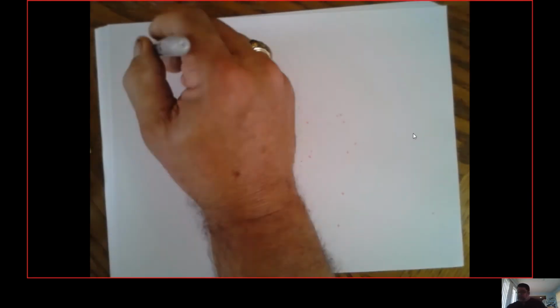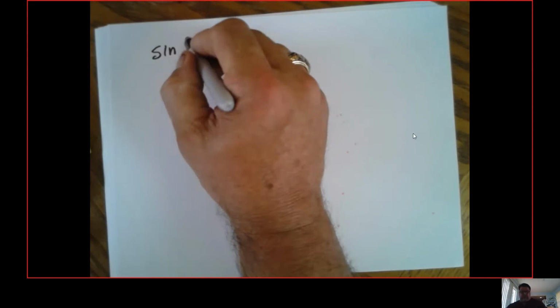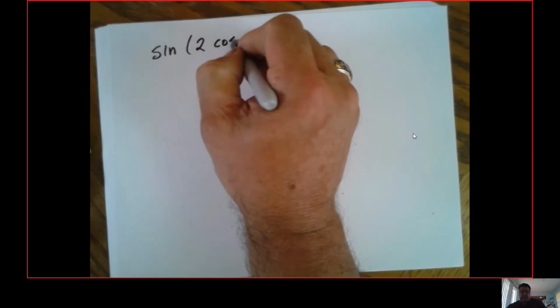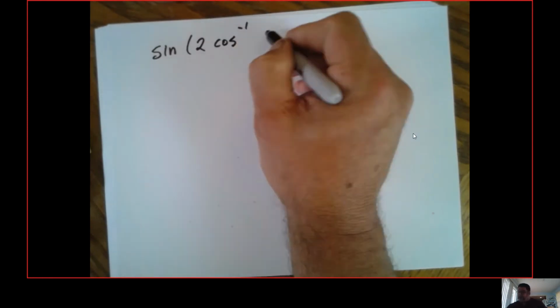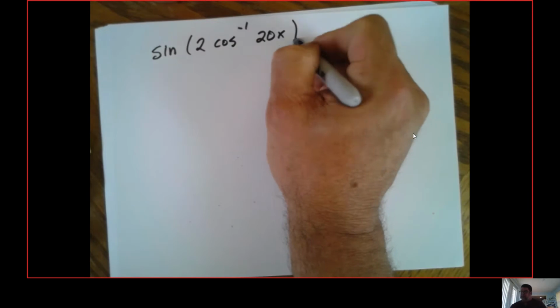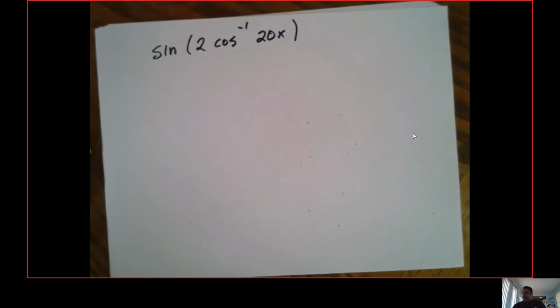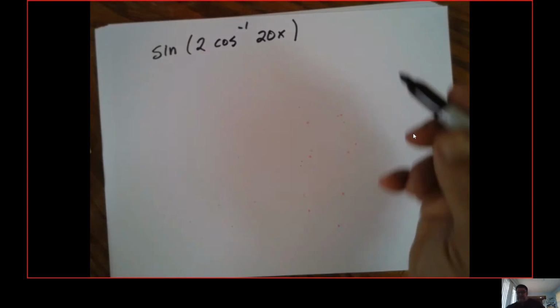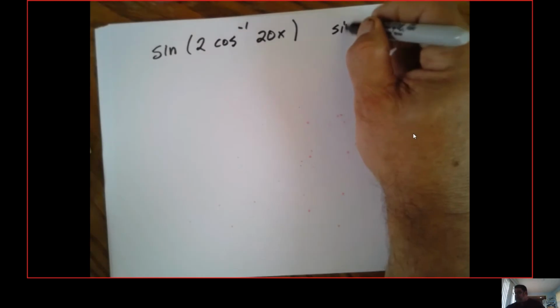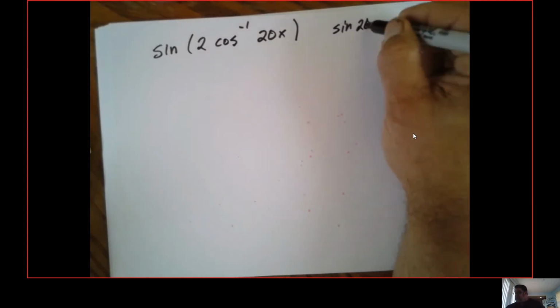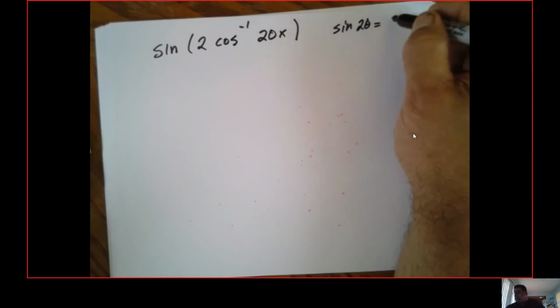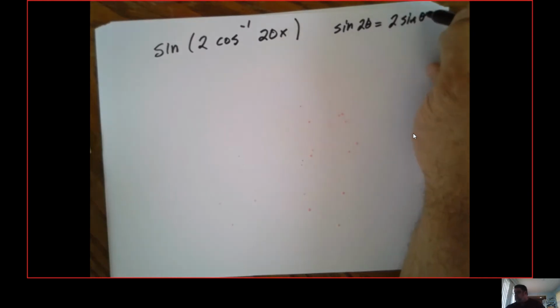I got a couple of these. I don't know if they're the same or not, but we'll do it. Sine of 2 cosine inverse of 20x. Okay, and they say in the directions you can use sine of 2 theta is equal to 2 sine theta cosine theta.